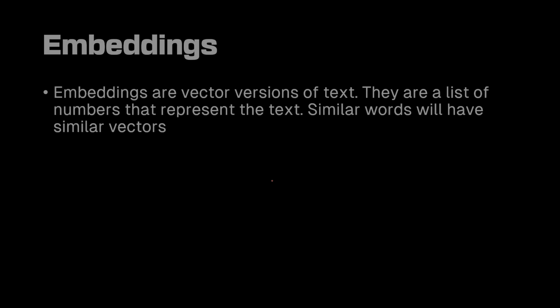So before we discuss RAG and how it solves this problem, we have to first learn about embeddings. Okay, so embeddings are vector versions of text. Now vectors are essentially a list of numbers. So you can think of these as arrays.